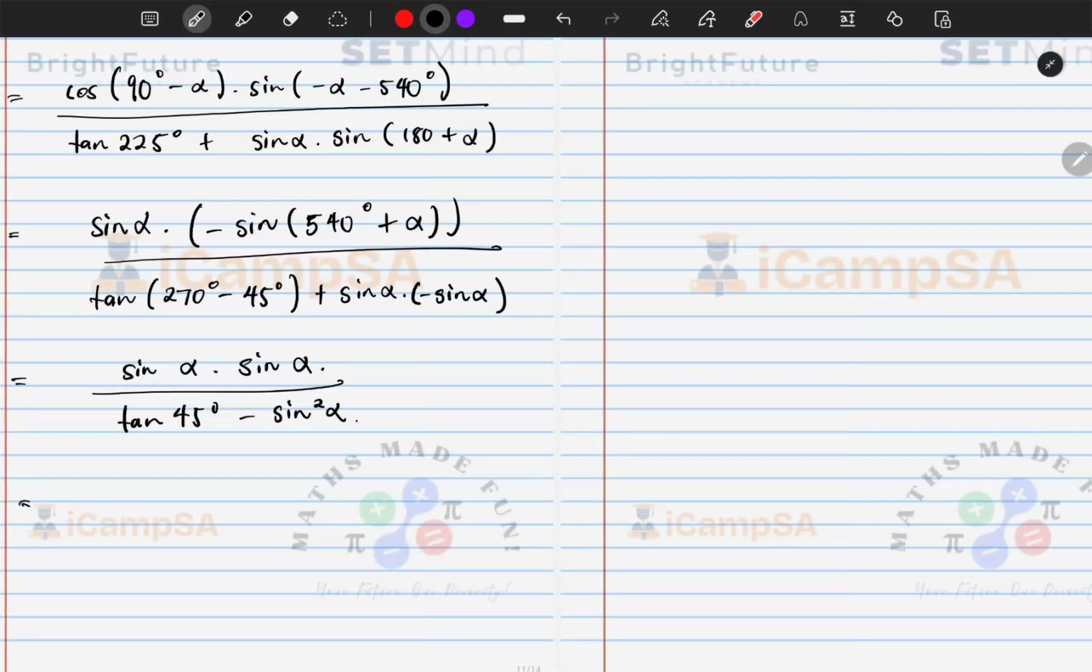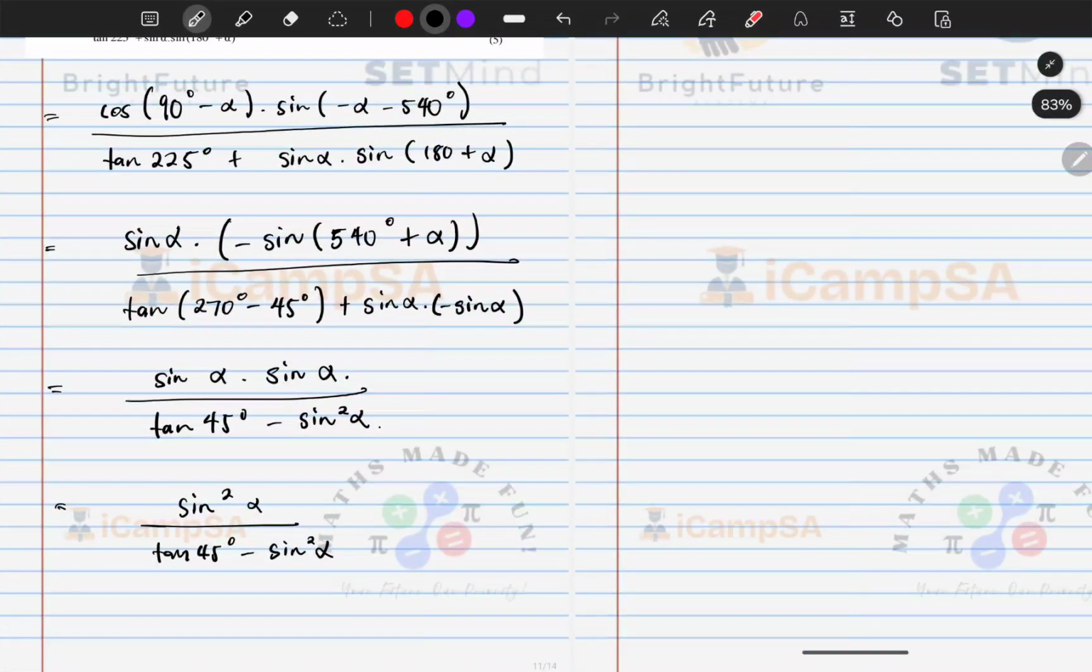Great. Now let's simplify and see. I'm going to have my sine squared alpha over my tan of 45 degrees minus sine squared alpha. But remember, there's a way in which I can write tan 45, and tan 45 is equivalent to 1. So I'm going to have sine squared alpha over 1 minus sine squared alpha, because your tan of 45 degrees is equal to 1.